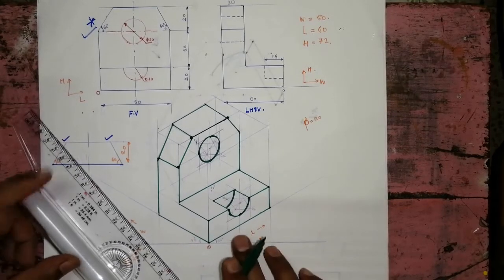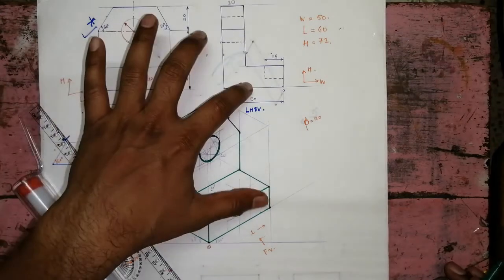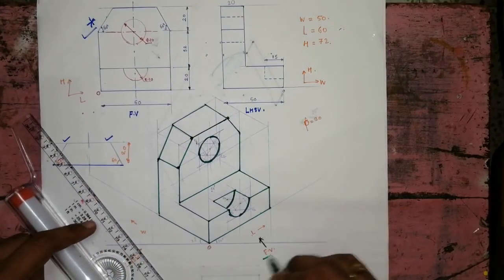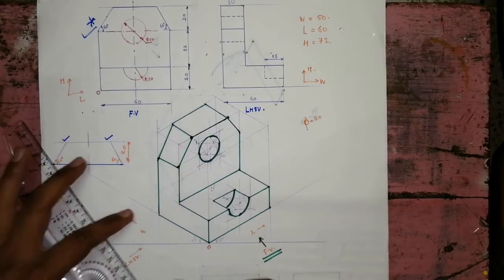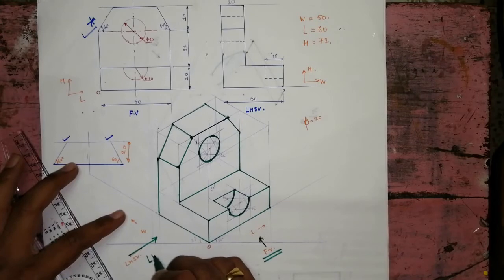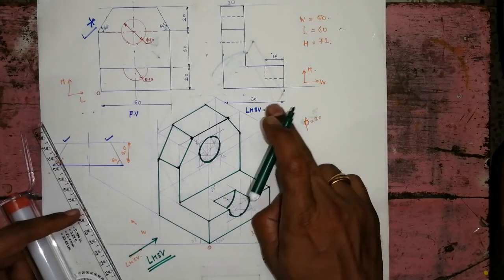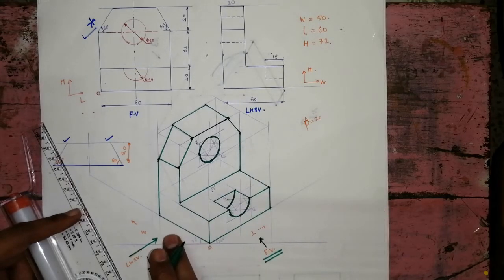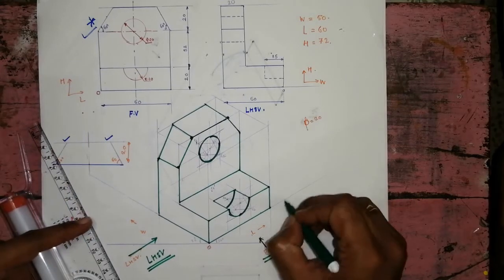So this is the solution for this orthographic projection when the front view and left hand side view are given. So we have taken this direction, so this is our front view and this is my left hand side view. Wherever the side view is given in the problem, that side view must come on that side only. So this is the left hand side view. Likewise, solve the problem.